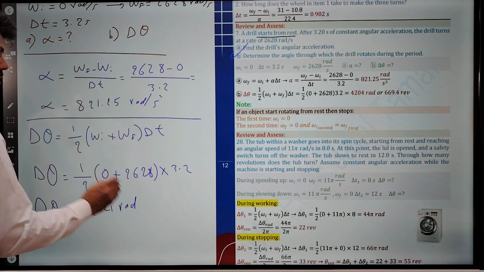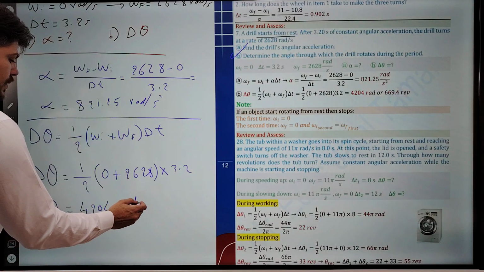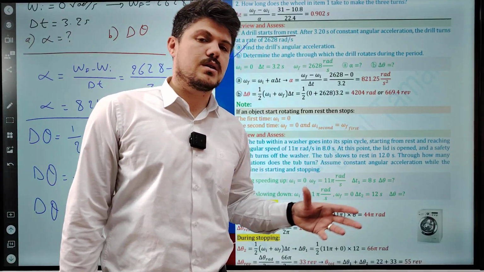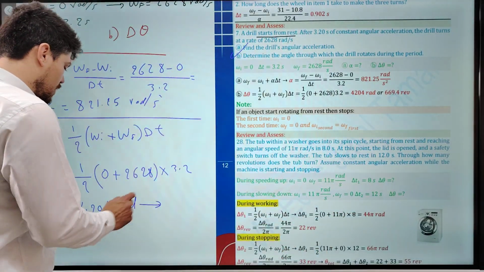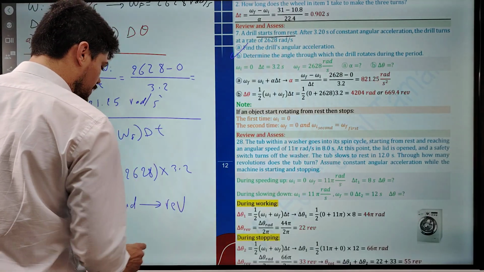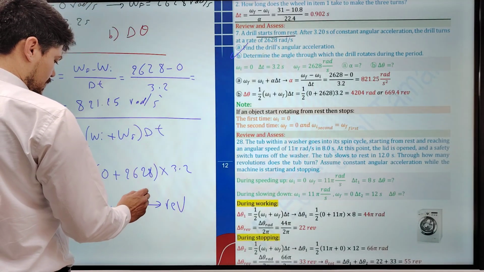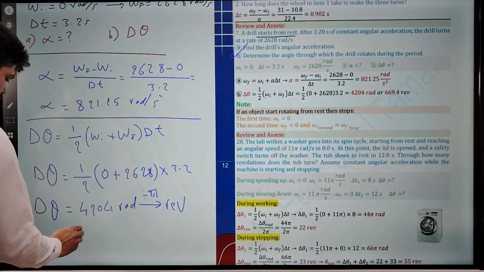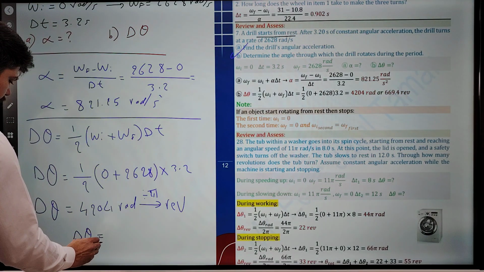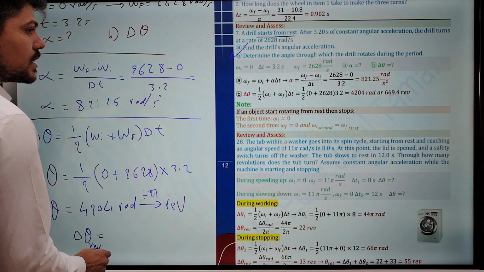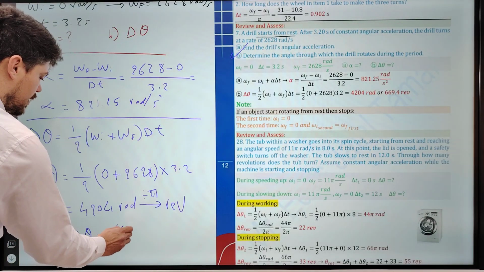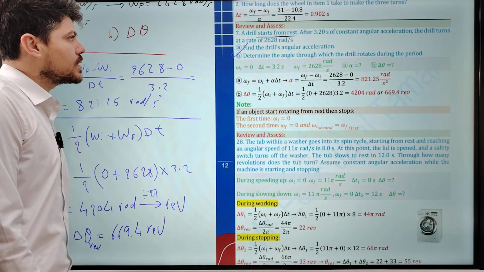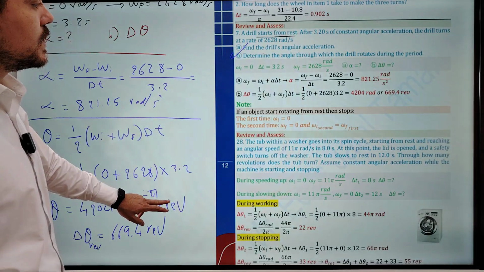4,204 rad. Okay, if you convert to rev, sometimes maybe the multiple choices are given in rev, so that is why you have to convert to rev. It depends. Okay, divided by 2 pi, which gives theta in rev equal to 669.4 revolutions. Okay. This is question 7 from the chapter review.